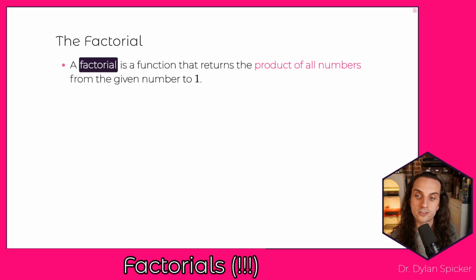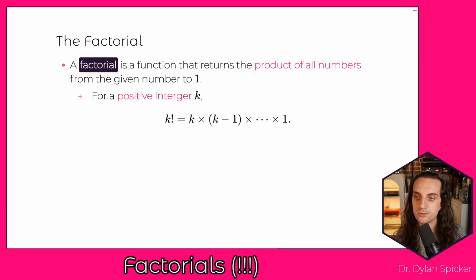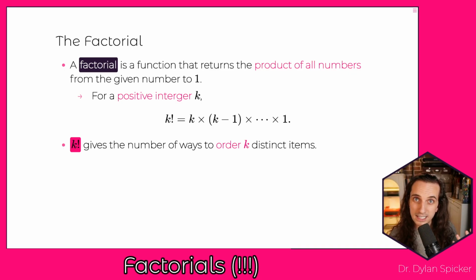And so what do we define the factorial to be? Well, the factorial is going to be the mathematical function that returns the product of all numbers from our given number down to 1. So if we have a positive integer k, then k factorial is going to be k times k minus 1 times k minus 2, and so forth all the way down to 1. Thought about combinatorially, k factorial is going to give the number of ways that we can place in order k distinct objects. So if we have 10 books, 10 factorial tells us how many ways we can order those. If we had 8 books, it'd be 8 factorial. If we have 80 books, it's 80 factorial. Right?